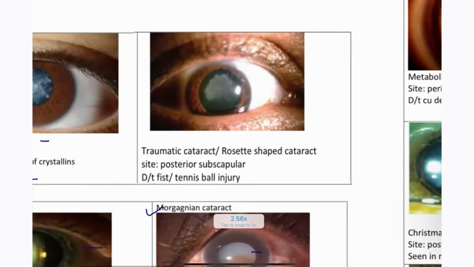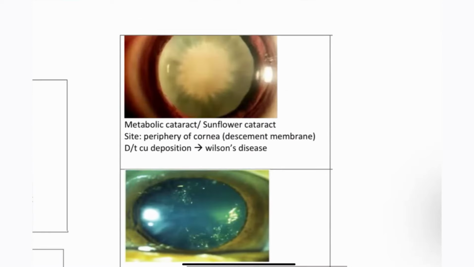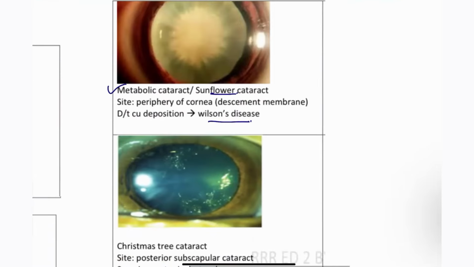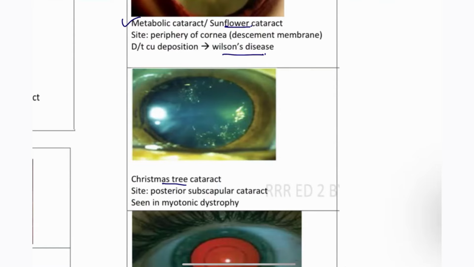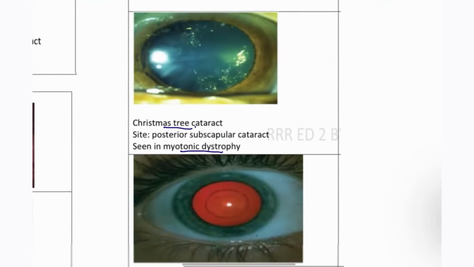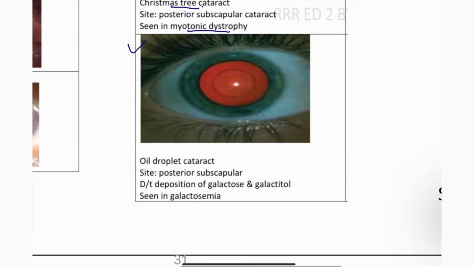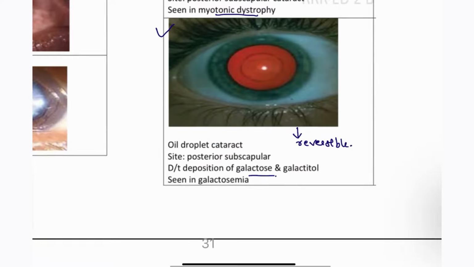Next, the traumatic cataract, which is known as a rosette cataract. The posterior subcapsular is the site. Next, metabolic cataract: the sunflower cataract, seen in Wilson's disease. Next, the Christmas tree cataract, seen in myotonic dystrophy. The oil drop cataract is seen in galactosemia, and most commonly this is reversible if treated early.